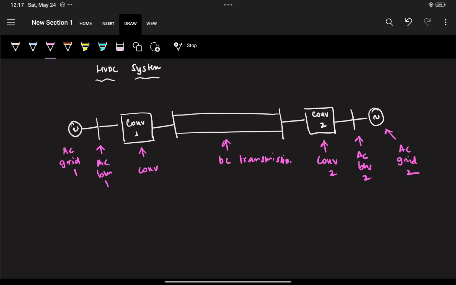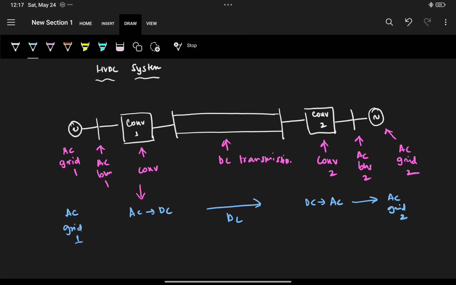So an HVDC system means transmission of DC over long distances. What we are doing is first converting the power from AC grid 1 into DC. Here DC is getting transmitted, and in this converter we make the conversion from DC to AC again, which is used by AC grid number 2. So we are transmitting AC electrical energy from one location to another location.